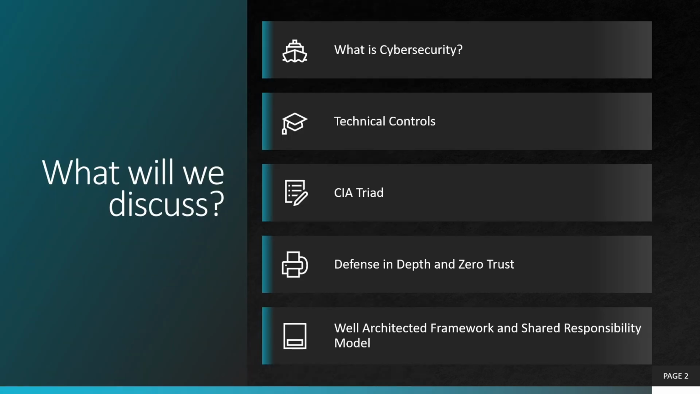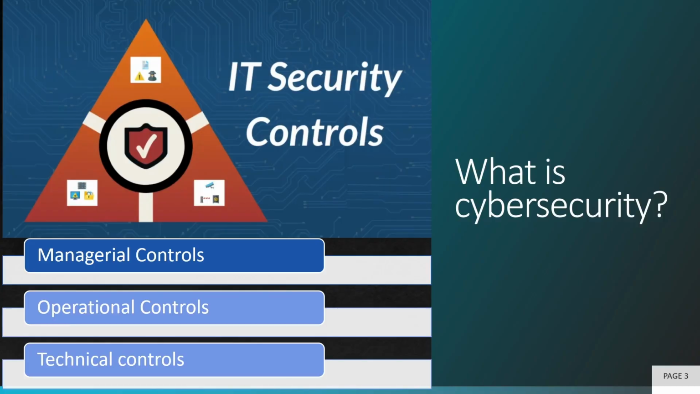We're going to be discussing what cybersecurity is, what the technical controls are. We'll talk about the CIA Triad. We'll talk about defense in depth and zero trust. And finally, we'll be finishing it up with a well-architected framework. So what is cybersecurity? Cybersecurity is the practice of protecting information assets, computer systems, networks, devices, and data from unauthorized use, access, disclosure, modification, or destruction.